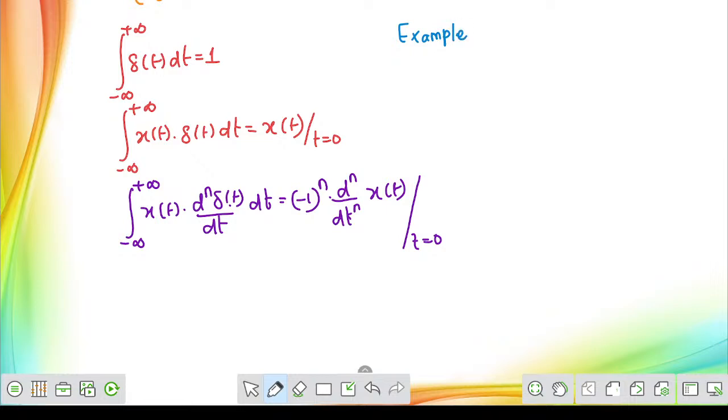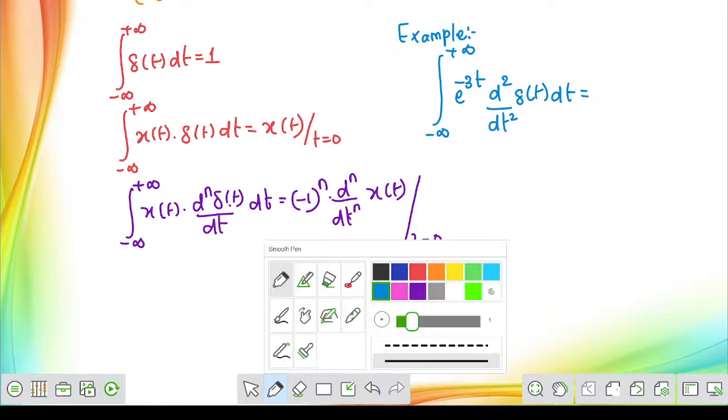It is given that the integral from minus infinity to plus infinity of e^(-3t) times d²/dt² of δ(t) times x(t). You will be requested to find out the answer for this question. If you remember the property, it is easy for you to give the answer within a fraction of seconds.